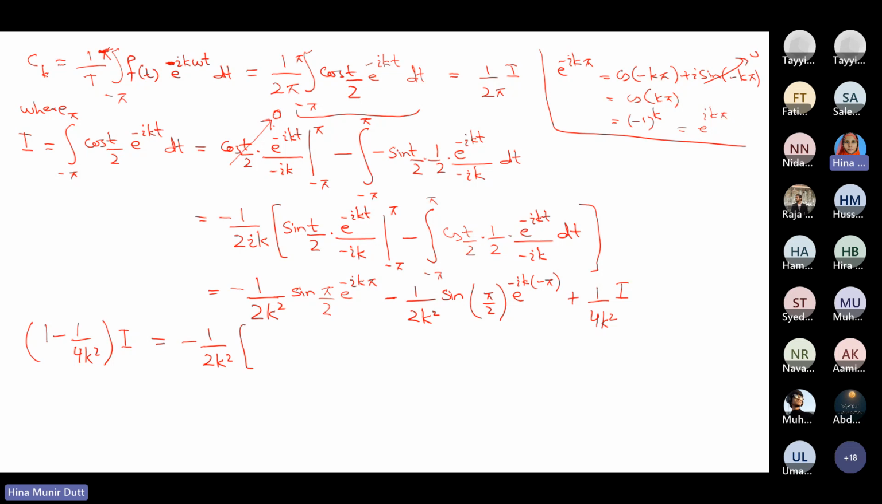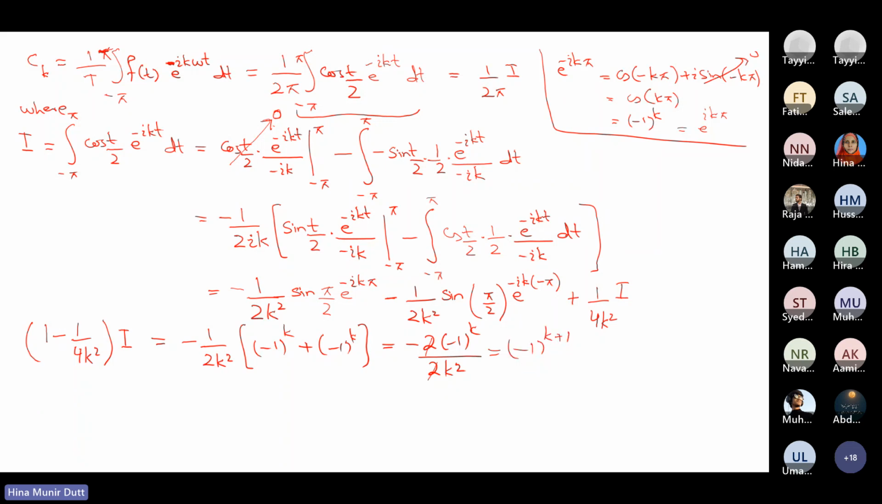Yes, only k is known. So sine of pi by 2 is 1. So this is minus 1 to the power k. And sine of pi by 2 is 1, e to the power iota k pi, which is again this k. So I have 2 times this, minus 2 times this, 2k square. This 2 is cancelled with this one. Or I have minus into minus 1. So this minus 1 multiplied by this.